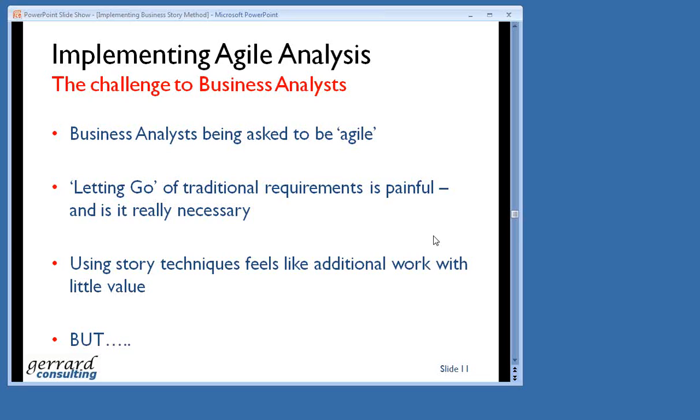Business analysts, in particular, are under quite a lot of pressure to go Agile. And they're not really sure what this might mean. Letting go of traditional requirements is actually quite painful for a lot of traditional business analysts. And actually, is it really necessary would be my question. And the other sort of hesitation that they've got, perhaps, in using business stories is it might feel like extra work. So from a business analyst point of view, they'd say, well, you mean you want us to write all these requirements and then you want us to write all these examples of them in use as well? Surely that's just going to take a lot longer and make our job a lot harder.